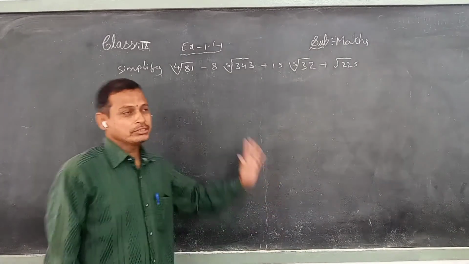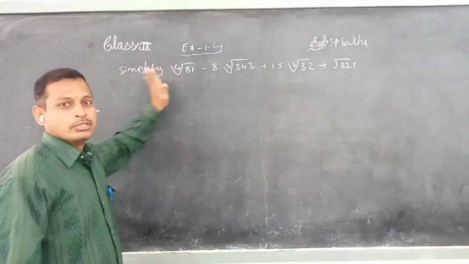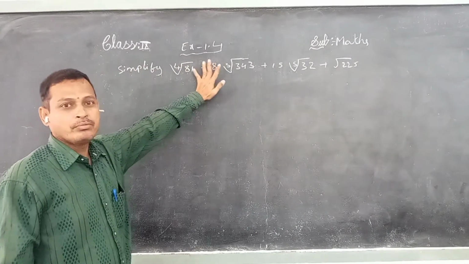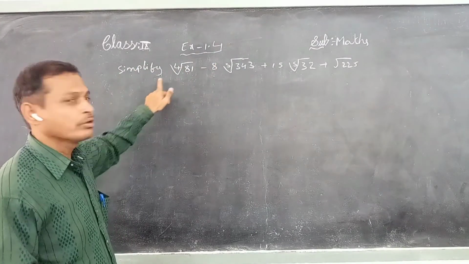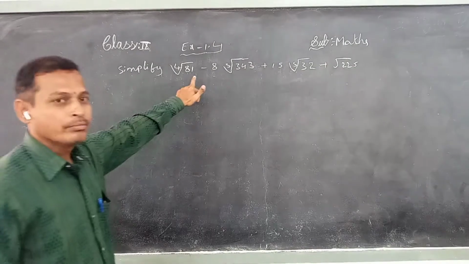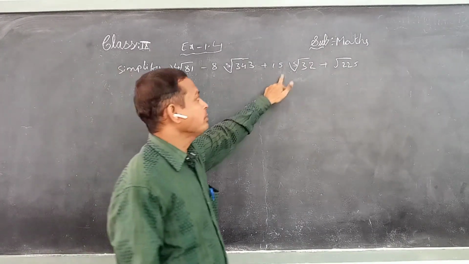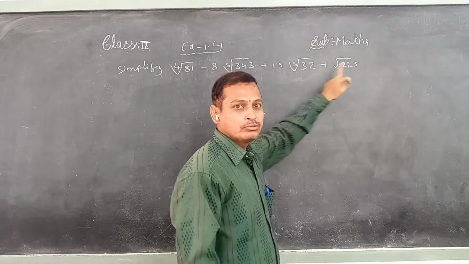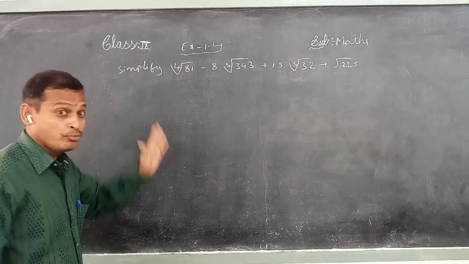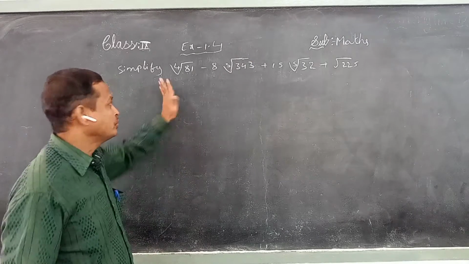Today we have discussed 9 plus. So in exercise 1.4, question 4: 4th root 81 minus 8 cube root 343 plus 15 5th root 32 plus 225. Children, first we have to learn the question.